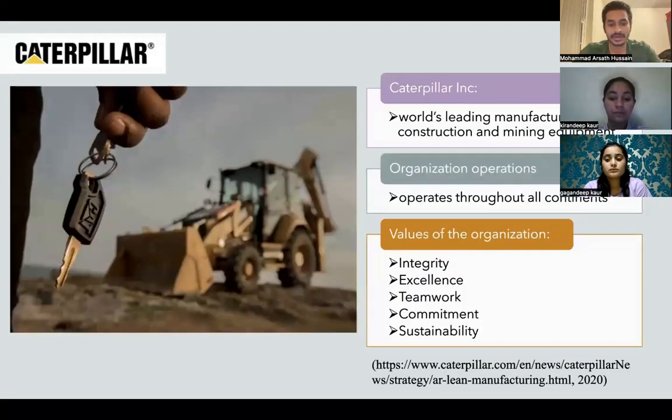So, choosing an organization, we have chosen Caterpillar. Caterpillar is the world's leading manufacturer of construction and mining equipment. As you can see, it operates across multiple continents, and they focus on three main strategy segments: energy and transportation, resource industries, and construction. The values of the organization go beyond mere compliance. They foster a work culture and take pride and strive to improve both their deeds and their solutions.